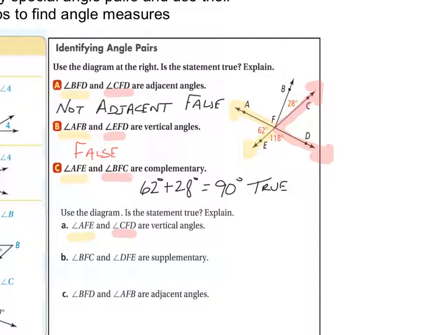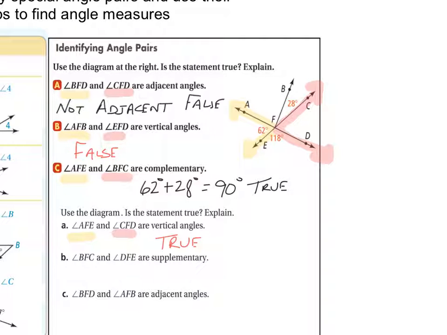Well, if they're vertical, I have to have two pairs of opposite rays. So let's start here. We'll start in the middle. We'll go FC and FE. Well, those are opposite rays because those form a straight line there. Perfect. And then FA and FD. Well, those are opposite rays, and those form a straight line. So this is true. Those are vertical angles.